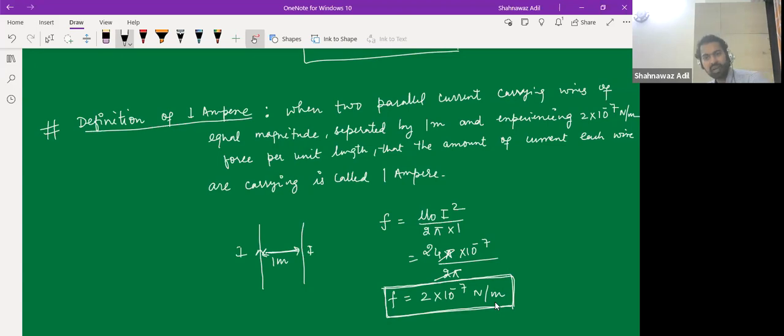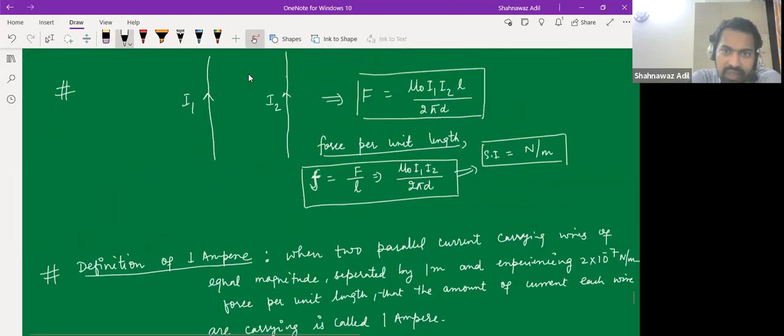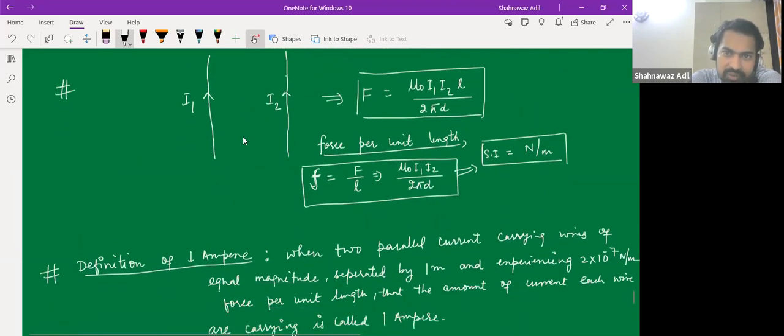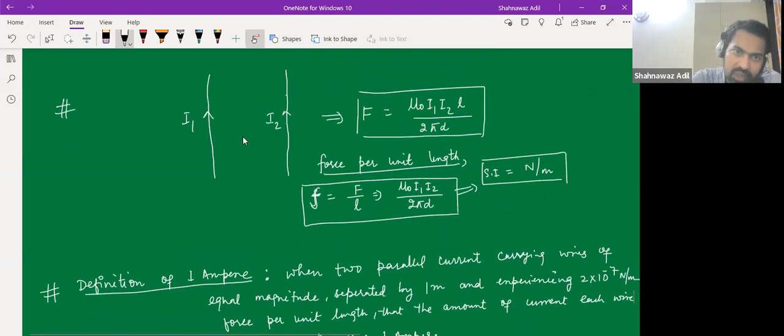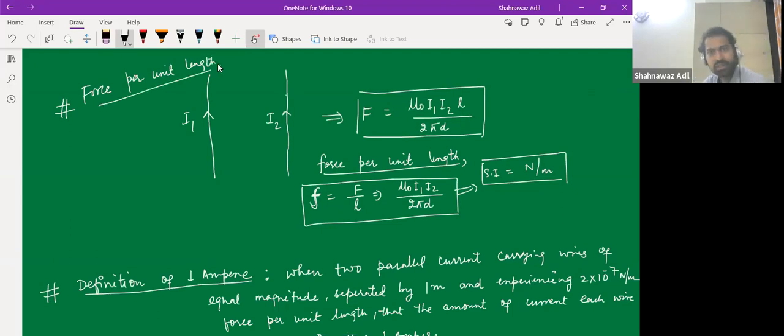Is this part clear to you guys? Is this part clear, everyone? Okay, so this is the definition of 1 ampere. You guys please note it down, and if you have any doubts, please ask. So this was force per unit length. And from here you guys see.